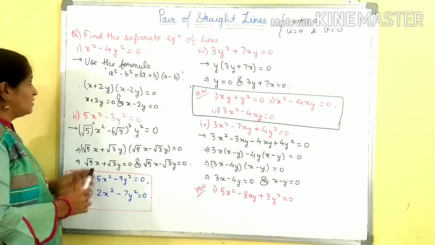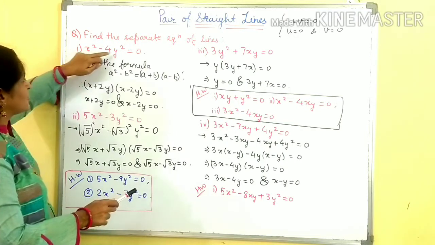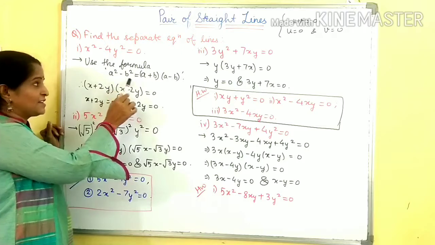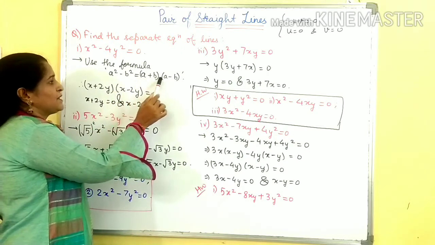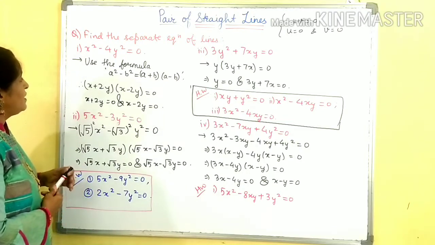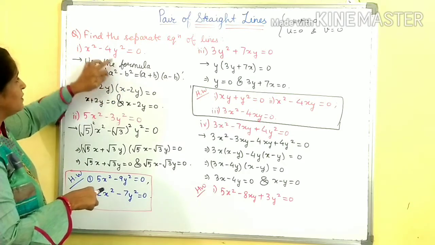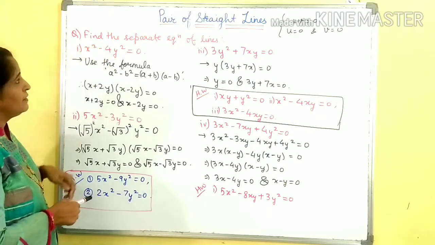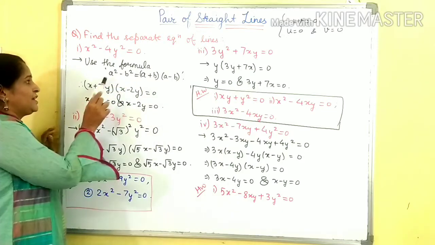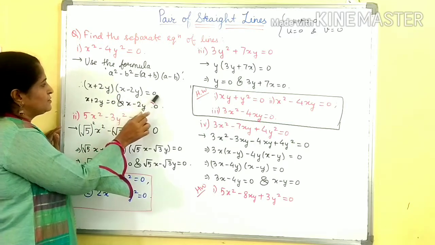This is the common equation for x square minus 4y square is equal to 0. Use the formula a square minus b square is equal to a plus b into a minus b. Here the value of a is nothing but x and the value of b is 2y, since 2 square y square, means here the value of b is 2y. So we get x plus 2y into x minus 2y is equal to 0.